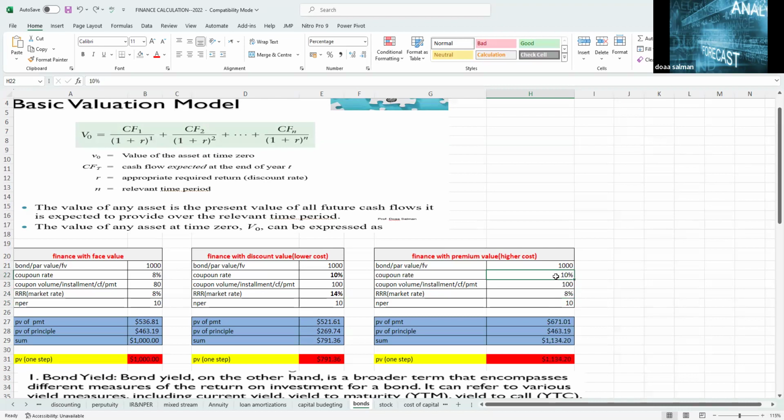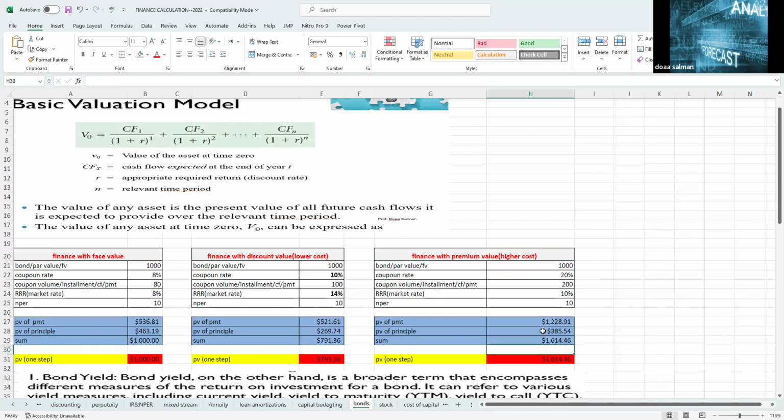So here is the coupon rate, which is 10%. So I will make it higher, and then the market rate has changed, if it's 20% and the market rate becomes 10%. So you will see here that you made an agreement on the coupon rate with a high rate. So this is what we mean by higher cost.